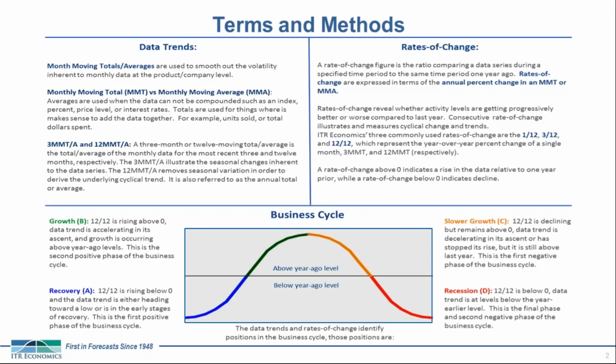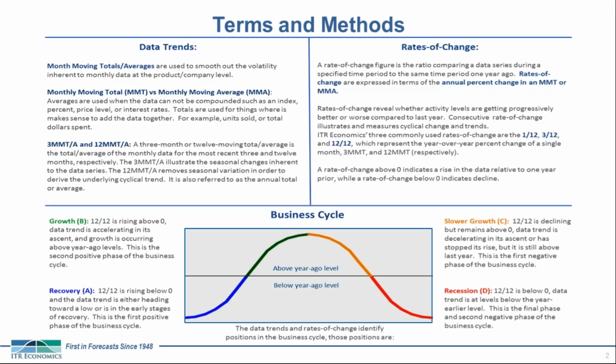We have two primary moving totals or moving averages that we use. And we also describe these as the 3 MMT or 12 MMT. The 3 MMT is simply the most recent 3 months of data. The 12 MMT, or annual total, is simply the last year's most recent 12 months of data.